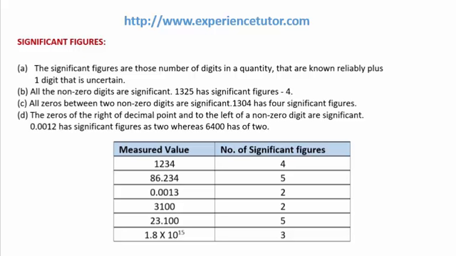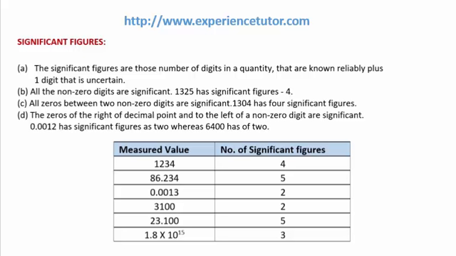But these aspects again depend on the measuring device, the accuracy of the measuring device, and the skill of the person who is performing the experiment. Therefore, significant figures are those digits in a quantity that are known reliably, plus one digit that is uncertain.